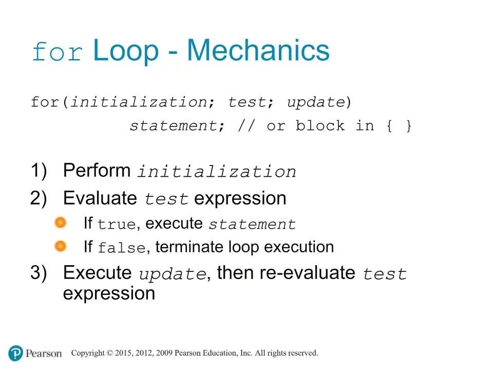After executing the loop body, the update expression is executed. The test expression is then re-evaluated and the loop either continues or terminates based on its new evaluation. For example, i++. So the for loop follows a specific execution flow. We have initialization, test, execute statement, update, and re-evaluate test.